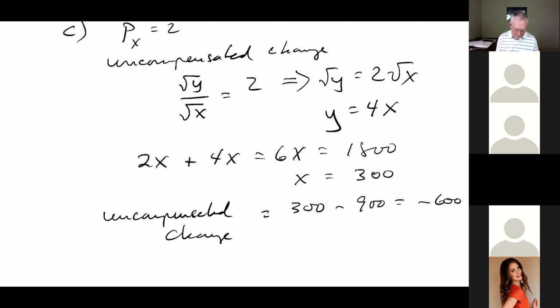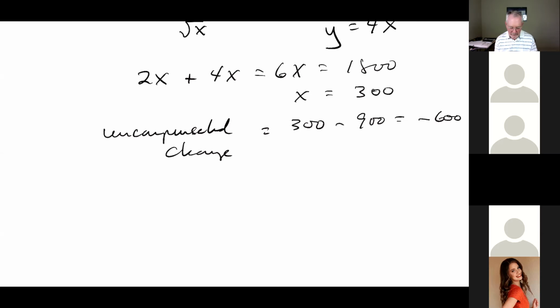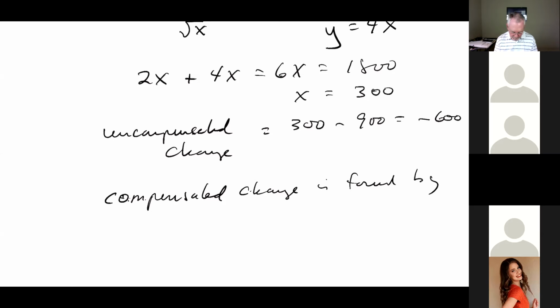So when the price of x doubles, the quantity demanded by Antonio here falls by 600 units, from 900 to 300. Now, let's break this down into the compensated and income effect, or the substitution and income effect. The compensated change is found by, okay, first, we're going to set the marginal rate of substitution equal to the price ratio, which we said means that at the solution, y will be equal to 4x.